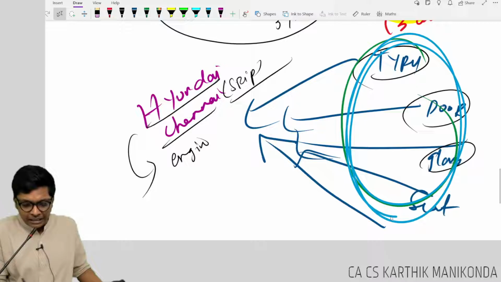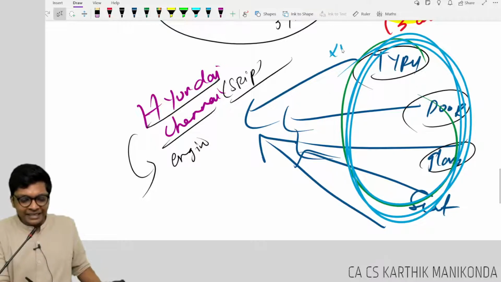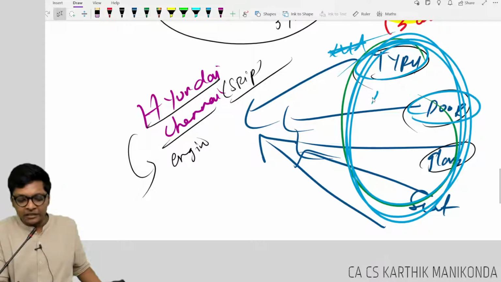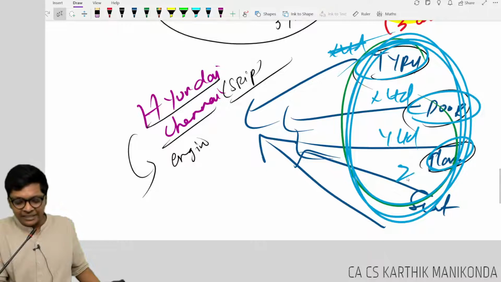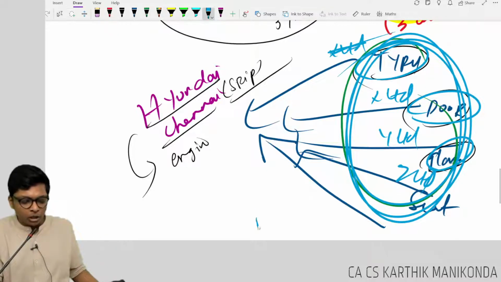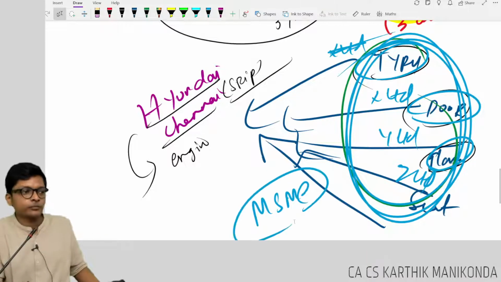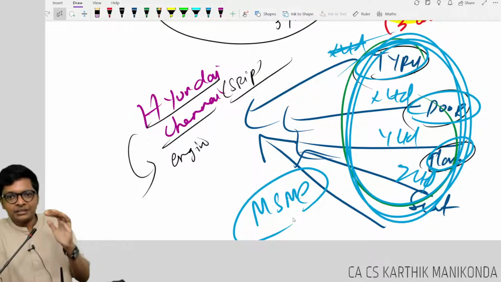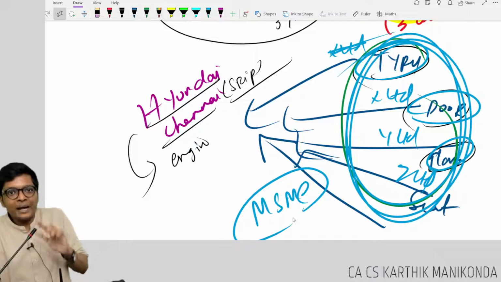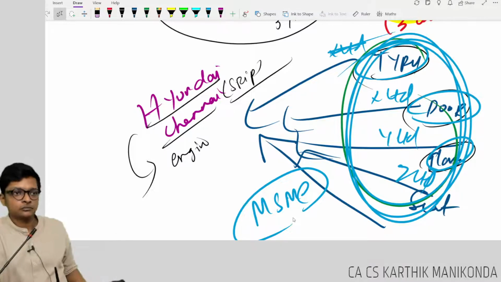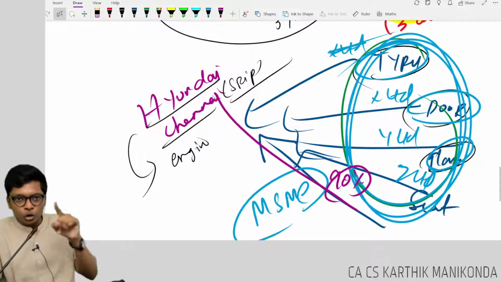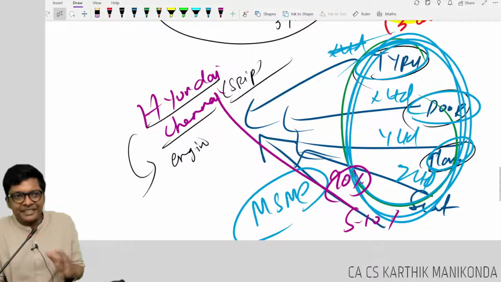All these entities are, let's say X Limited is giving tires, or let's say MRF is giving tires. Leave that. The door is given by X Limited. Y Limited is giving glass. The seat is given by Z Limited. These are all small MSME entities, or some other medium entities. Their only work is to manufacture and supply to Hyundai. So for them, 90% of their sales will be to Hyundai, maybe 5-10% to outsiders.